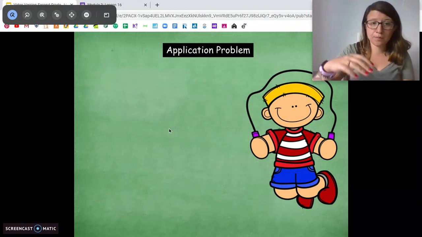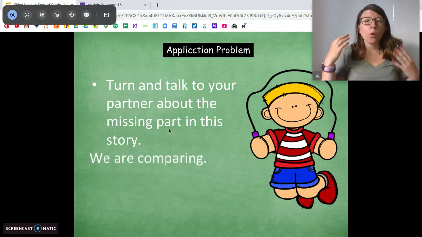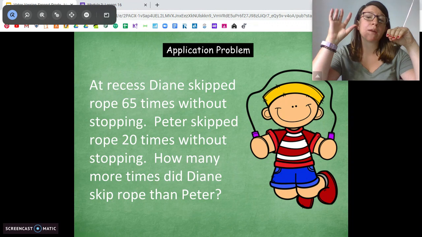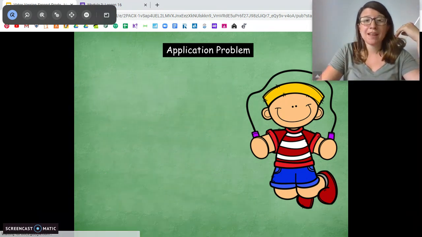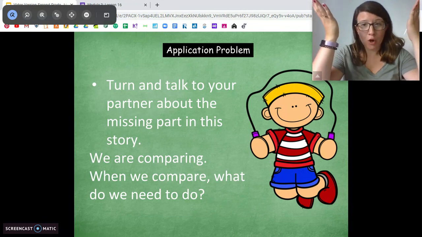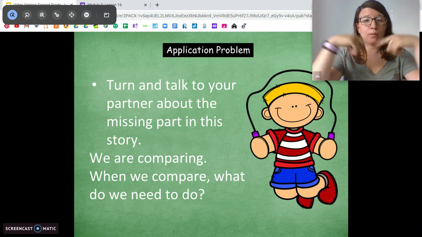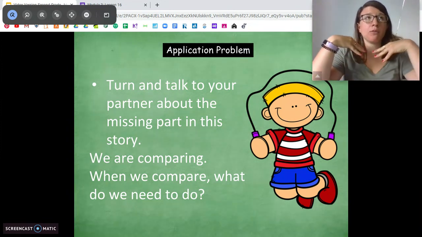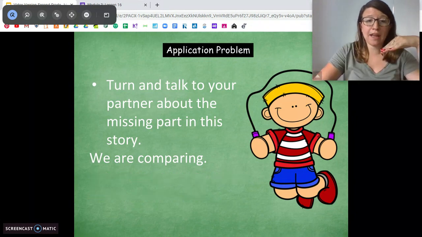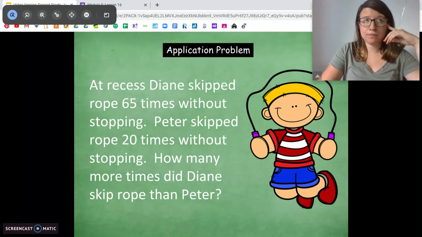So, when we look at this problem, I want you to turn and talk to the person next to you. We're comparing 2 things. We're comparing Diane skipping rope and we're comparing Peter skipping rope. Now, this is the problem with an unknown. What is the unknown? What do we not know? And how can we solve for that? Talk to your partner about what the unknown is and how we can solve. How can we compare Diane and Peter? So pause and talk to somebody at home about that.